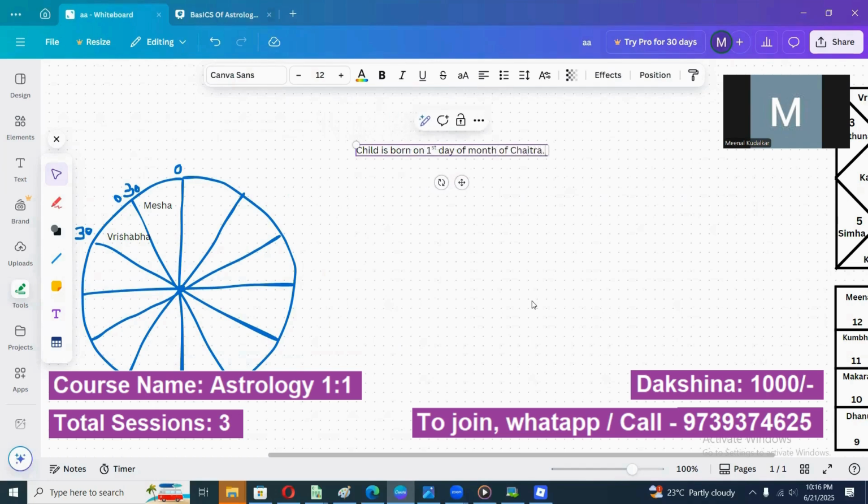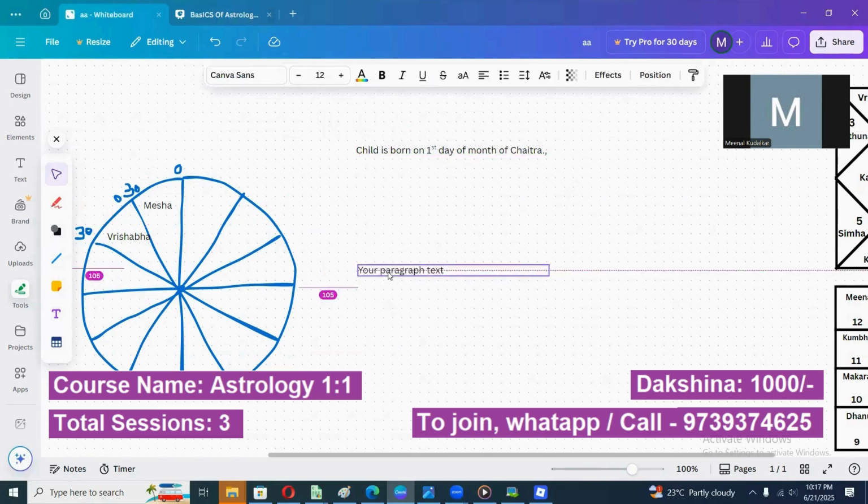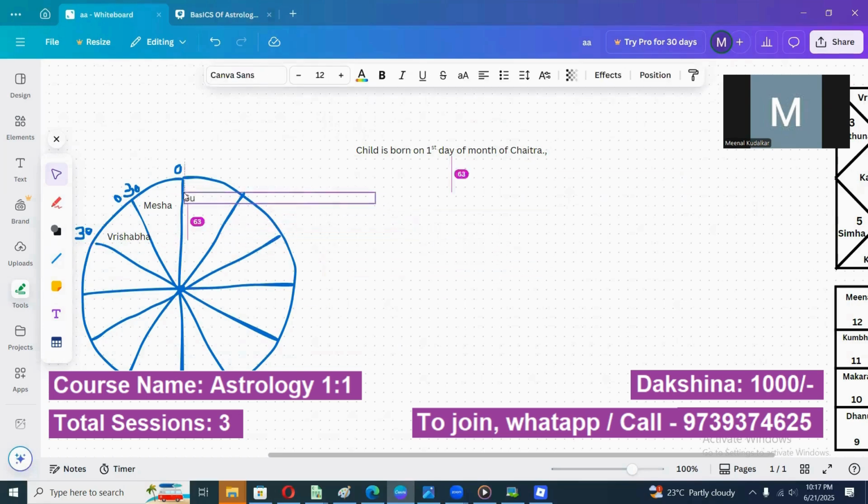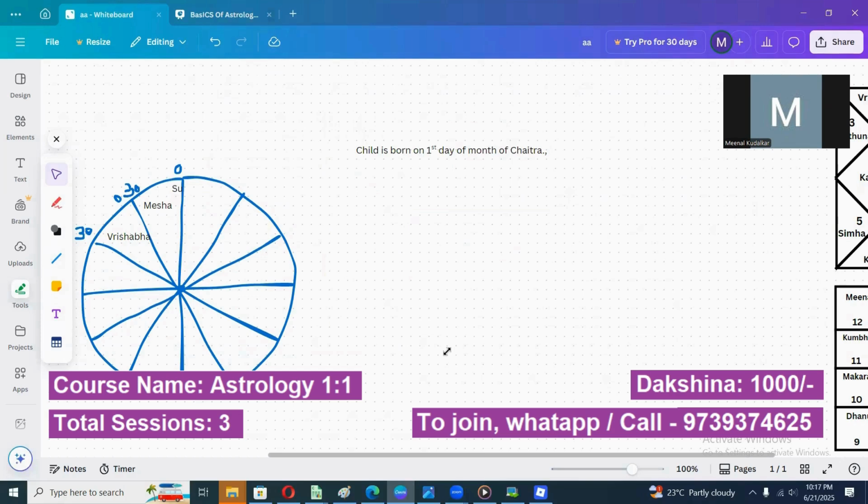Okay. So now where will the sun be? Now let's come back to the zodiac, right? Where will the sun be? Sun will be somewhere here. We just said, right? So sun is going to be placed here. Correct? Because this is the month of Chaitra, sun is going to be at 0 degree in Mesha Rashi. Right? Now we will come back to this zodiac.